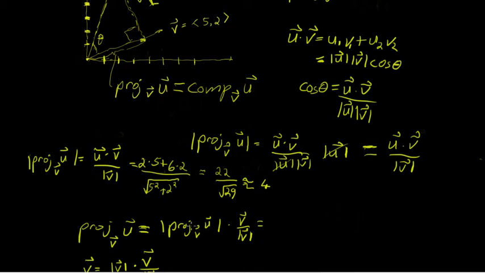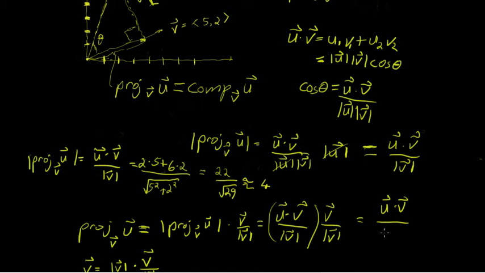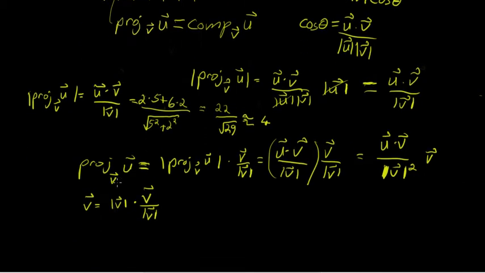So what's this magnitude? Well, we have from here, it's u dot v over the magnitude of v, times v over the magnitude of v. So this is just going to be u dot v over the magnitude of v squared, times the vector v.